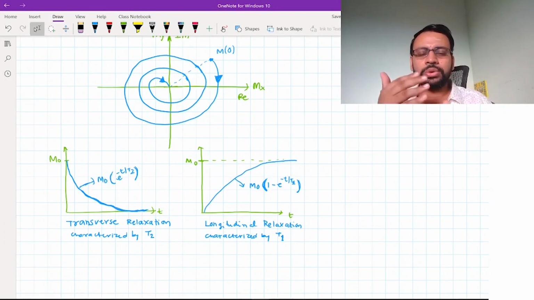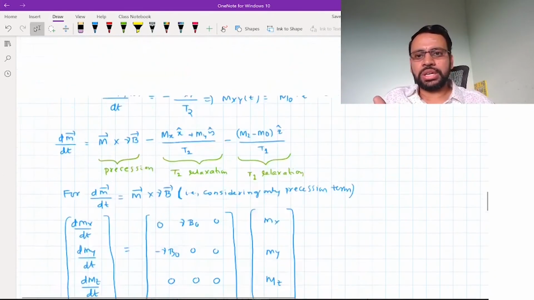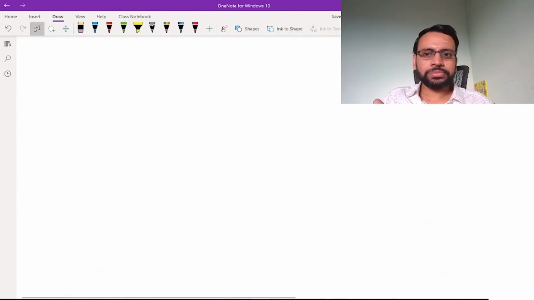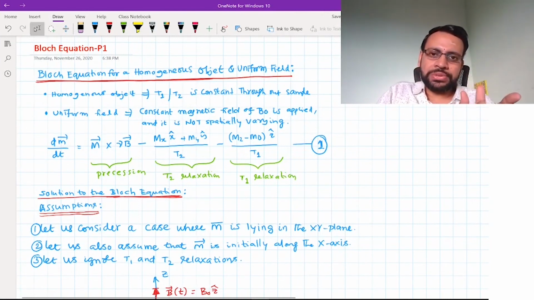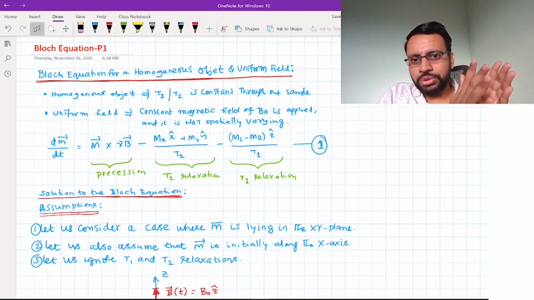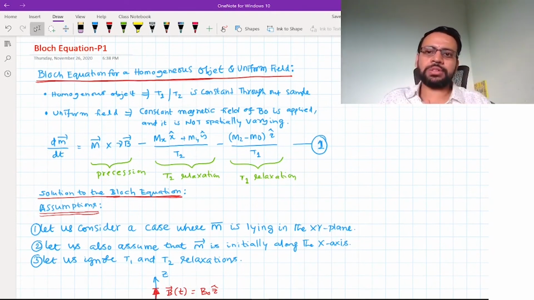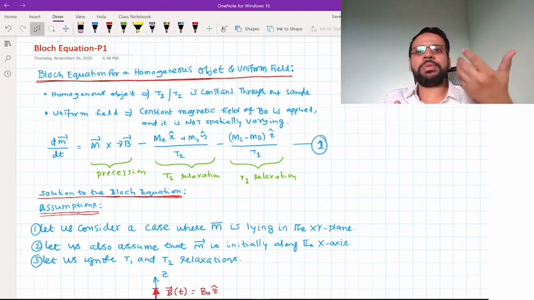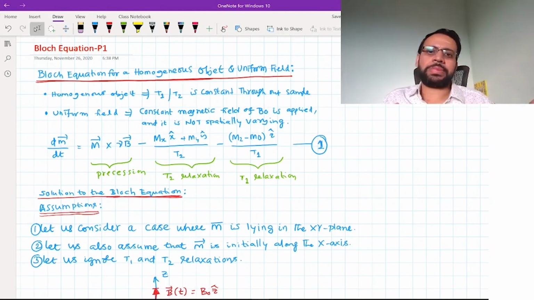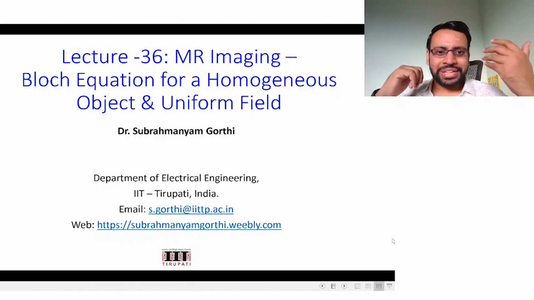So what we are going to do in the next video lecture is further lift the two assumptions that we have made, that this is a homogeneous object and also that the field is uniform. Then what is going to happen? That would be the last part of the Bloch equation that we would be discussing, and then we will be moving into the signal aspects of it. I hope that's clear to you.